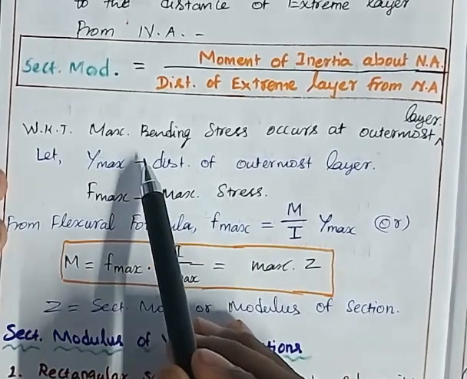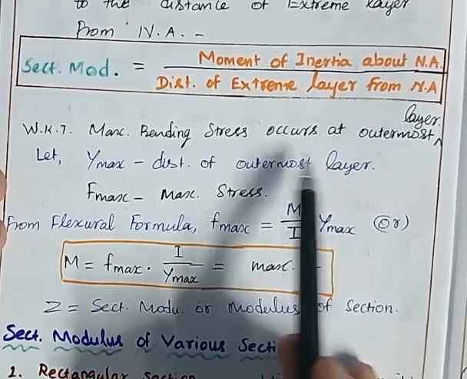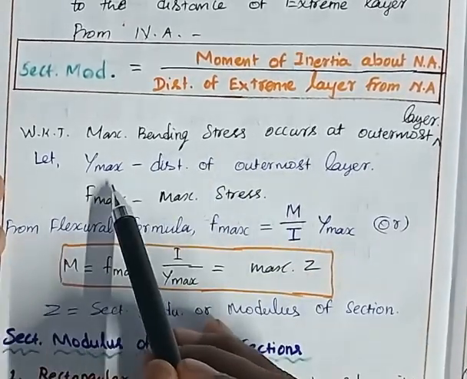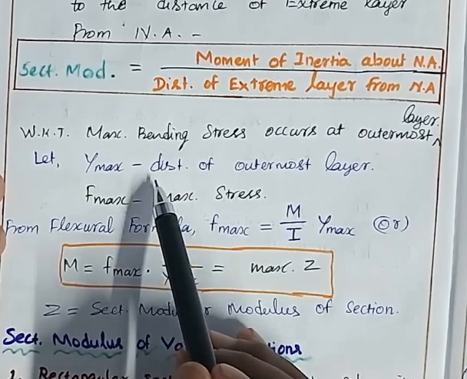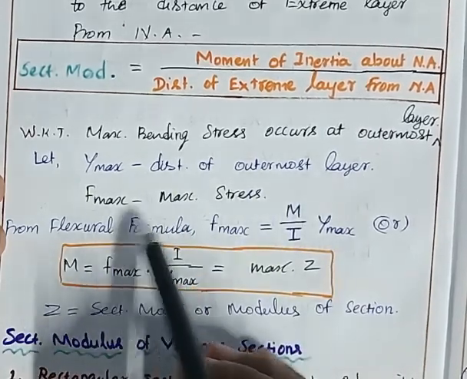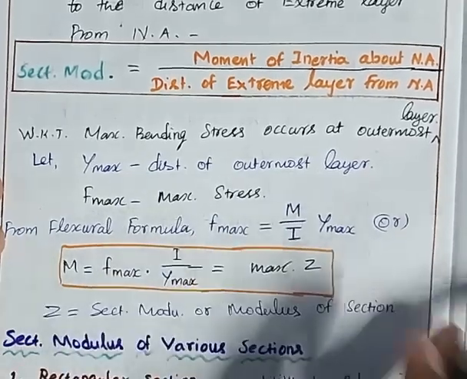We know that maximum bending stress occurs at the outermost layer. Let Y max equal the distance of the outermost layer from the neutral axis, and F max is the maximum stress.